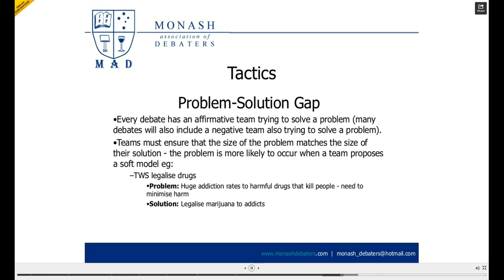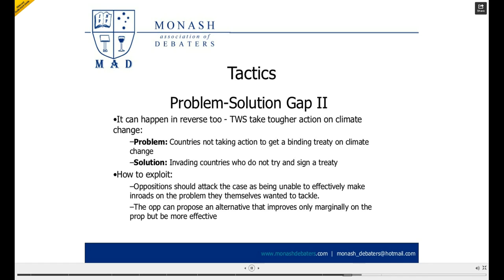And it's really bad when you see teams, when the first affirmative has done this, they get called on it, then they're like, no, oh, maybe we'll just legalize heroin as well. Doesn't fly like that. You need to have this stuff set from the very, very beginning. This is a pretty obvious example, but it can be a little bit smaller than that, a little more subtle, and it can still destroy your case. But this also works in reverse, like we were saying, when you take action that is way, way too tough. And the example here, another nice climate change one, it's in vogue, where it says that the problem is that countries aren't taking action to get a binding treaty on climate change, and the solution is to invade people who don't try to sign the treaty. Crazy. Firstly, what you've done here is if you were in the opposition, you would attack their case as not actually effectively dealing with climate change.